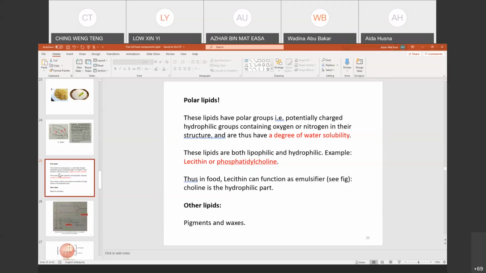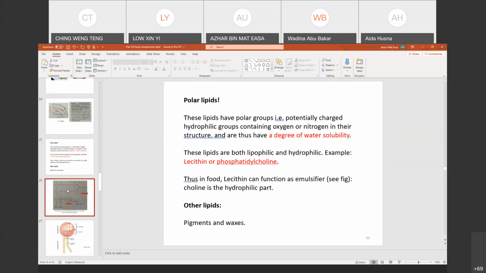A good example is lecithin or phosphatidylcholine. In food, lecithin can function as emulsifier. If you eat eggs this morning, the egg yolk has plenty of lecithin. It's a good emulsifier. Okay, again, you cannot understand if you don't see the structure. This is a good structure.